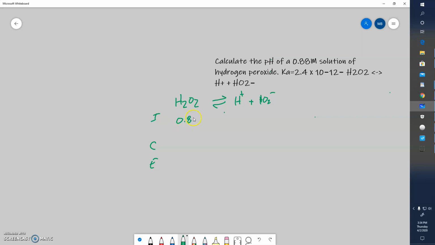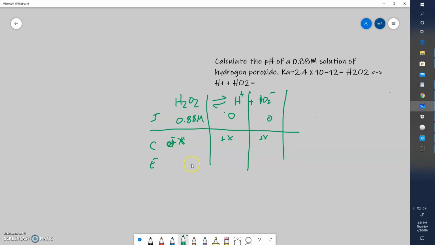So you have a 0.88 molar solution. By the way, I looked it up. If the internet's correct, and you can't always believe everything on the internet, then that is the concentration of the hydrogen peroxide that you get from the store. I believe it's a 1% solution. So I thought that was kind of cool. 0 H plus, 0 HO2 minus. Man, this is just getting to be repetitive, right? Minus X, plus X, plus X. The equilibrium is 0.88 minus X, X, X.